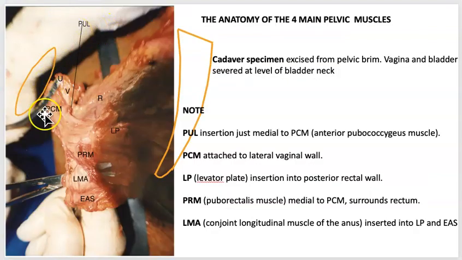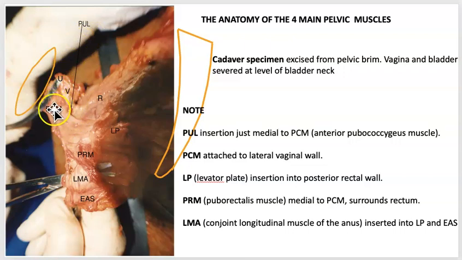Now this is a cadaveric specimen, it's my own work. I've got a knife and just cut it out from the pelvic brim. The bladder had been, and the vagina had been cut off and the uterus at bladder neck. Now, you will see the forward muscle is pubococcygeus. Here it is. And right here you can see the pubourethral ligament. It contracts against the pubourethral ligament.